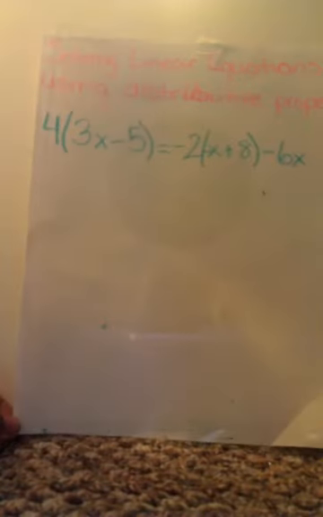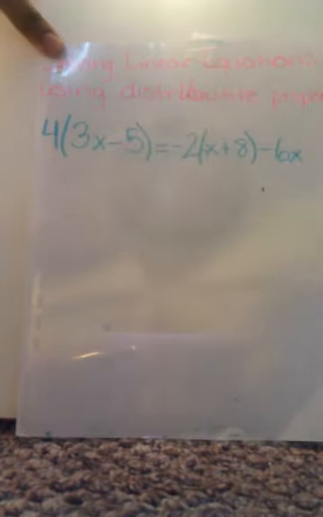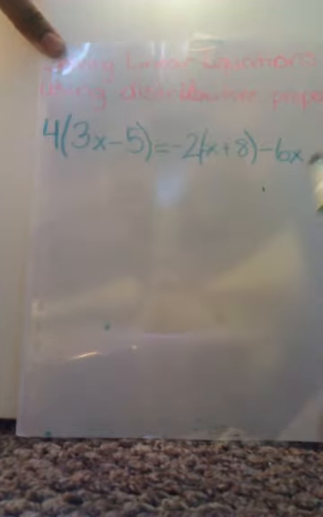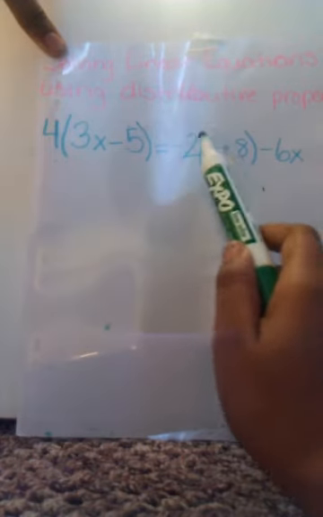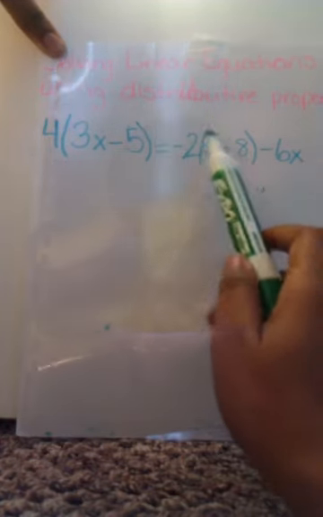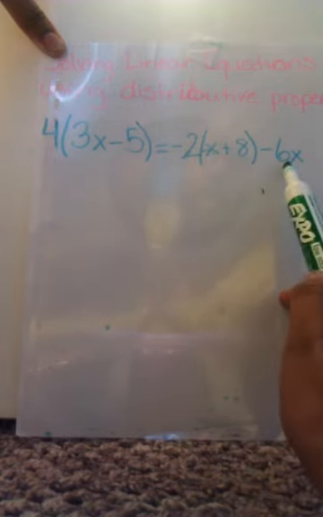Okay. Our next and final example is solving linear equations using the distributive property. If you don't know what the distributive property is, it's simply multiplying the number in front by everything in the parentheses. So to use the distributive property, you would do 4 times 3x, then 4 times negative 5. Then you do negative 2 times negative x, and negative 2 times 8. You wouldn't do negative 2 times negative 6 because negative 6 is not in the parentheses.